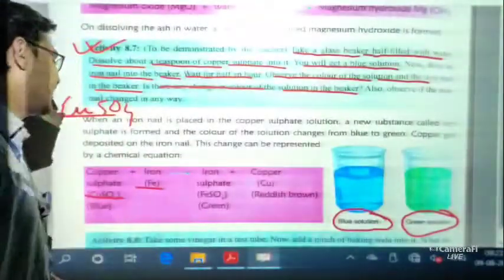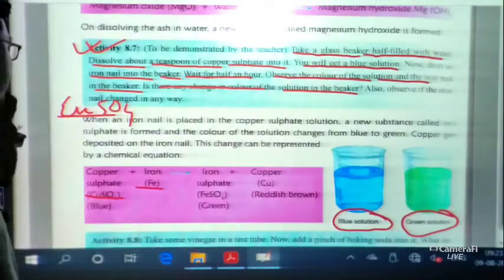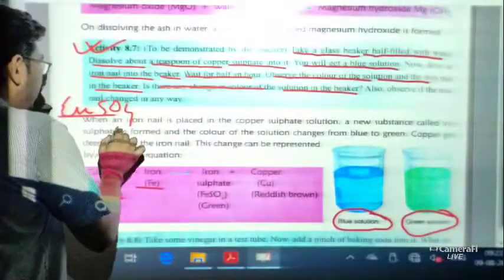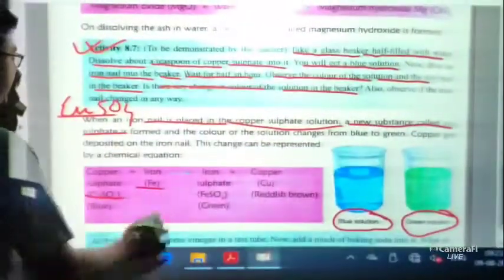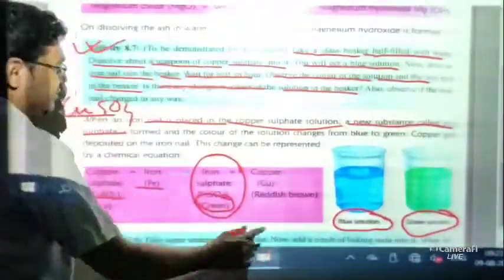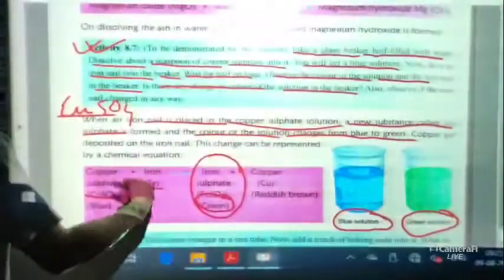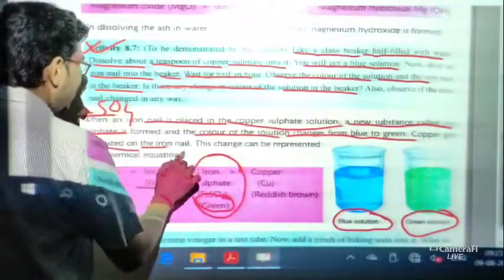Now why is this green color there? You can see here this is the formula. When an iron nail is placed in the copper sulfate solution, a new substance called iron sulfate is formed. This is iron sulfate, FeSO4, and it is green in color. That's why the whole solution turns green, and the color of the solution changes from blue to green. Now copper gets deposited on the iron nail.